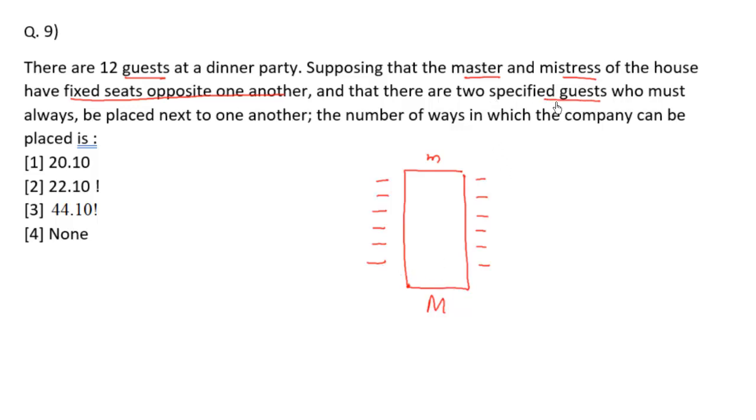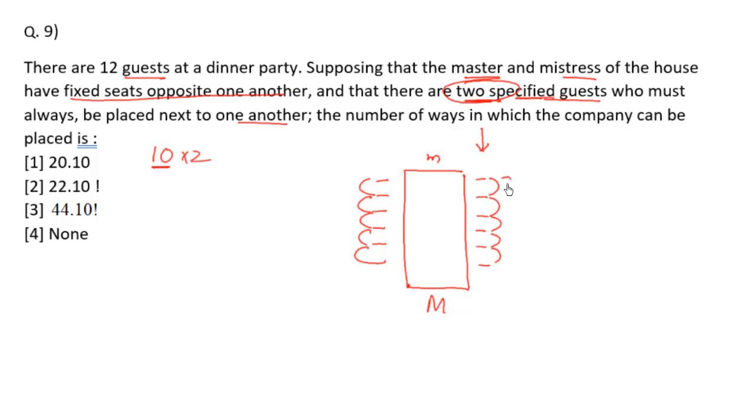And there are 2 specific guests who must always be placed next to one another. So for these 2 people, let us find the possibilities. If they are on this particular side, then this is 1, this is 2, this is 3, this is 4, this is 5. Similarly, here again these 2 can take positions 1, 2, 3, 4, or 5. So in either of the cases, these 2 people can sit in 10 different ways. Now, in these 10 ways, these 2 people within themselves can be arranged in 2 ways, right?